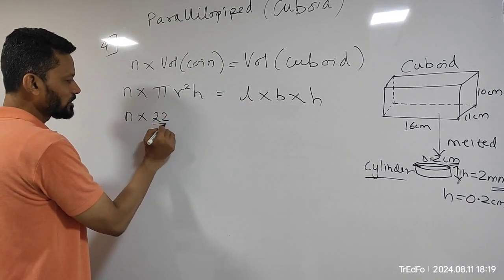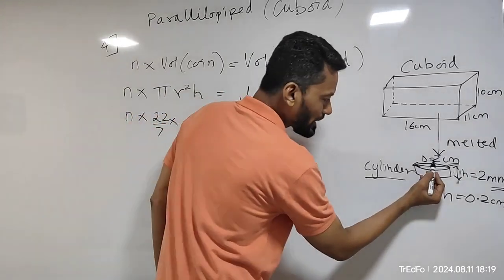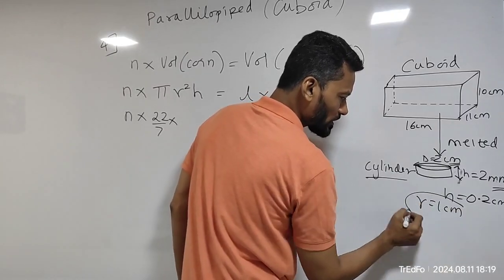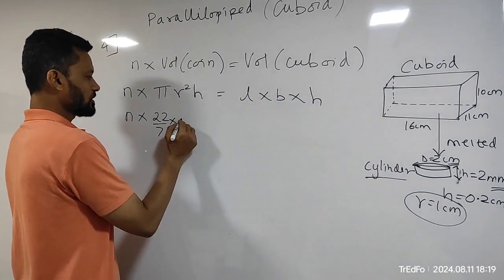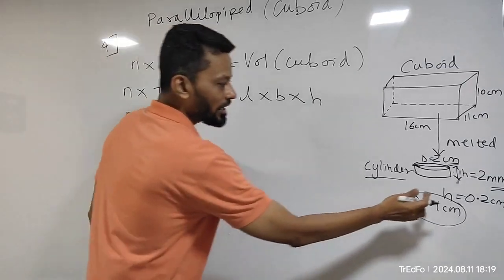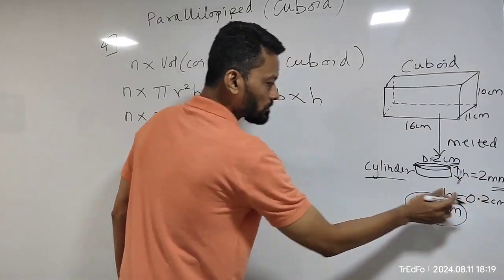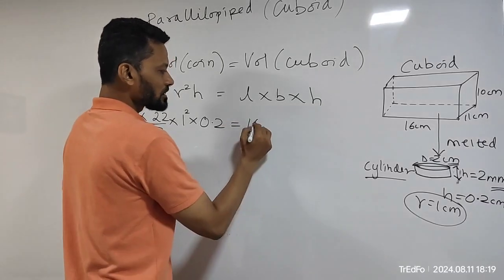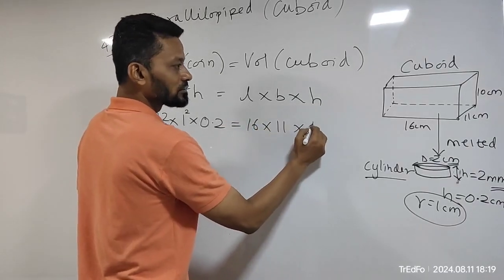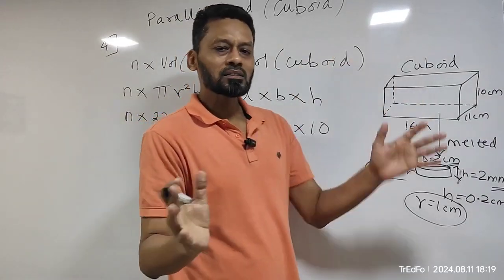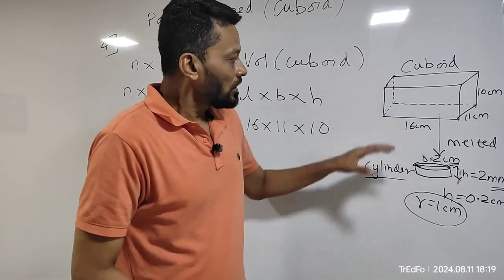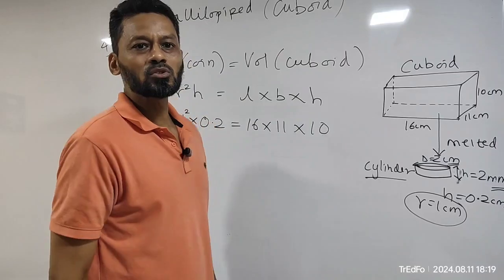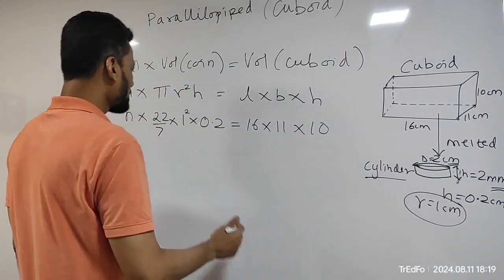Pi we can take 22 by 7, into radius. Diameter is 2, so my radius will be what? 1 centimeter, half of it. So this will be 1 square into h, which is not 2, it is 0.2, equals length 16 into 11 into 10. My suggestion always: draw a diagram that will give you a clear idea of what is to be done, what strategy you have to make.